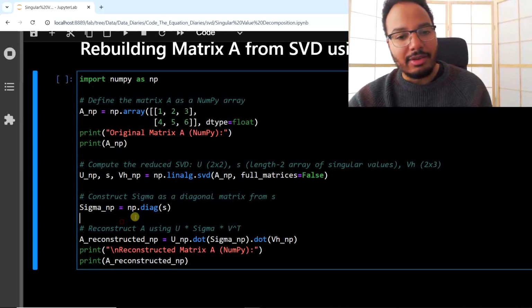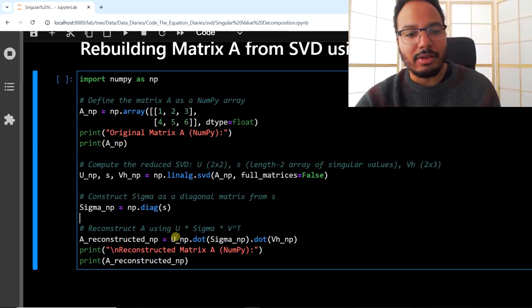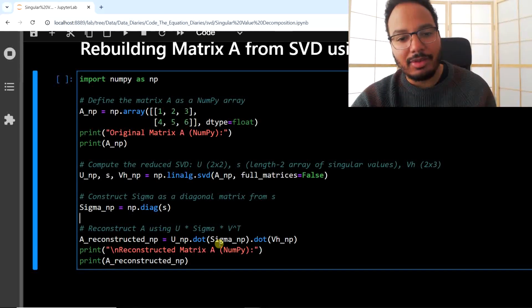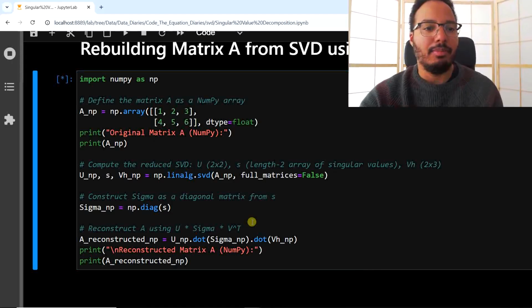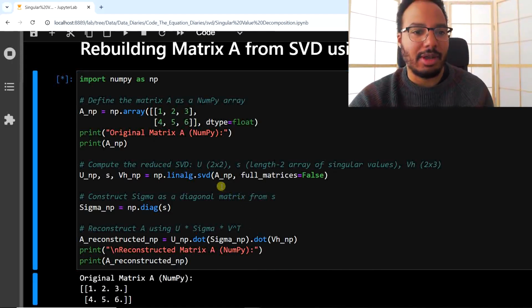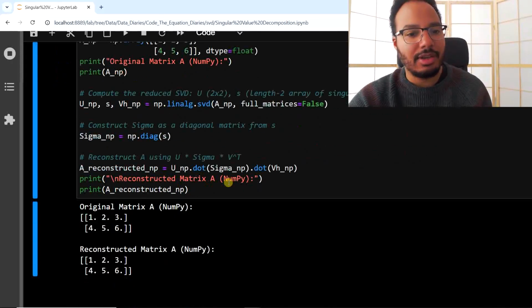And then when I run this command, we get U times sigma times V transpose, and it should give us the same matrix that we had at the beginning. And as you see, the original matrix A and the reconstructed matrix are exactly the same.